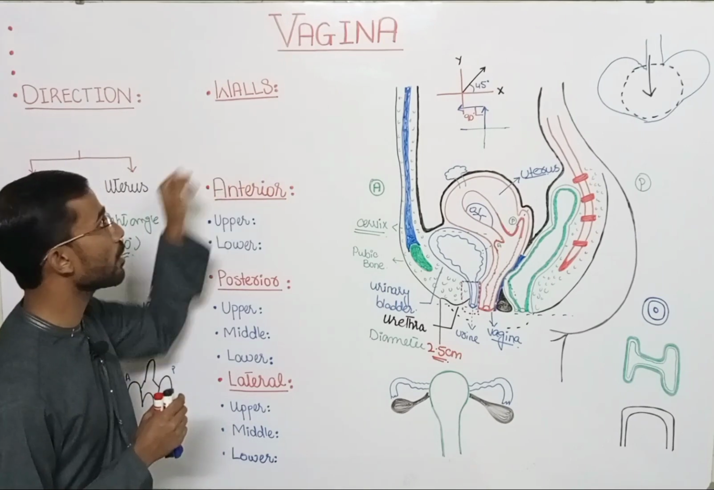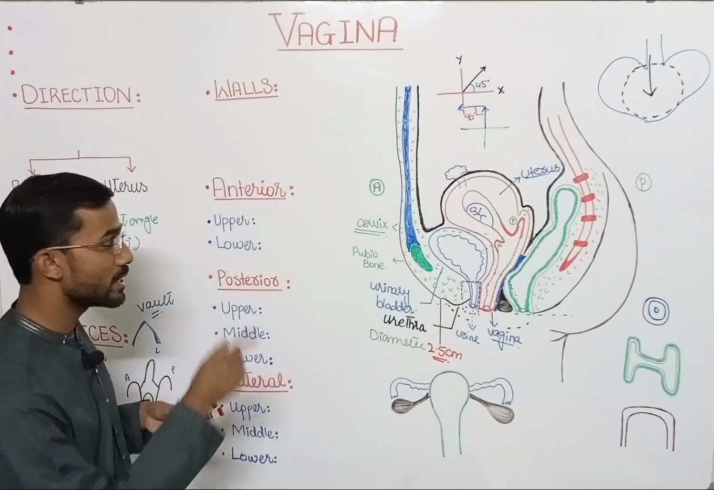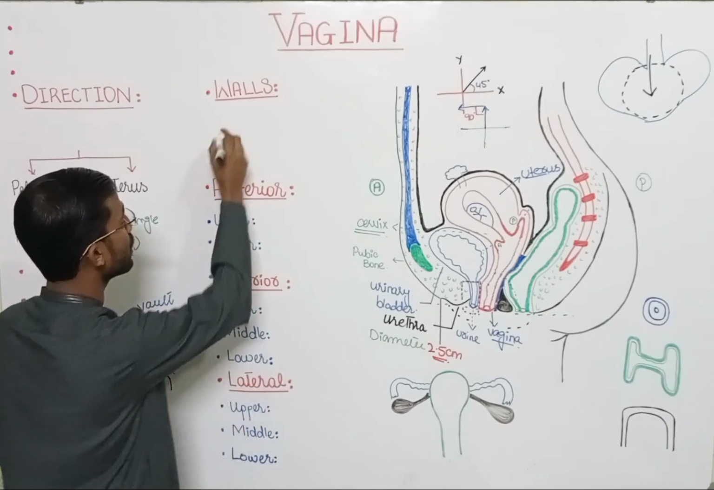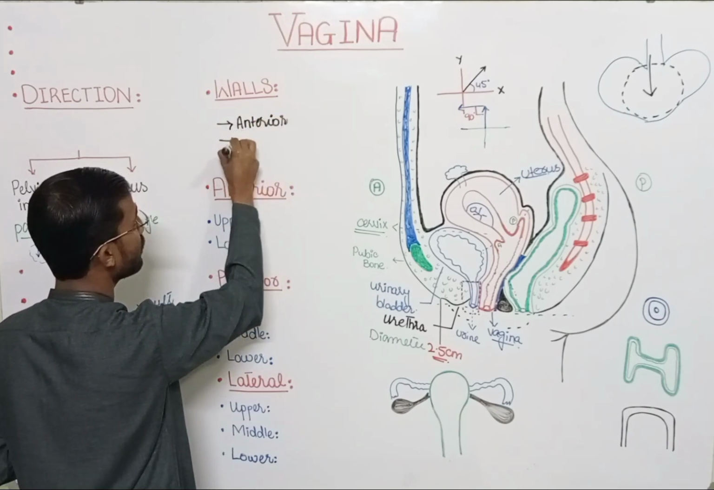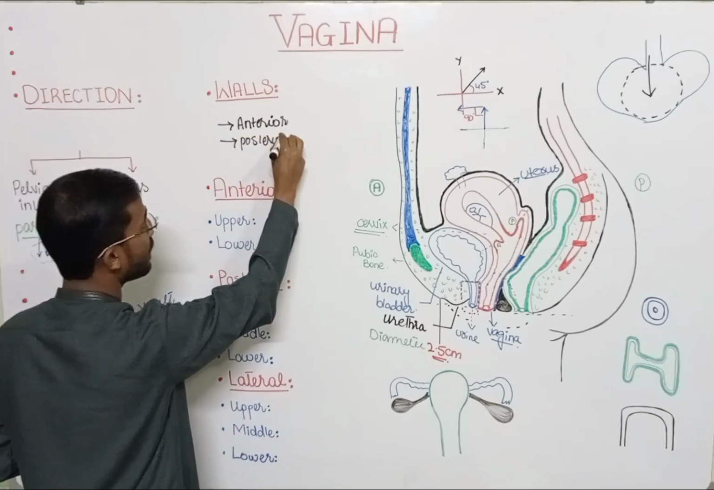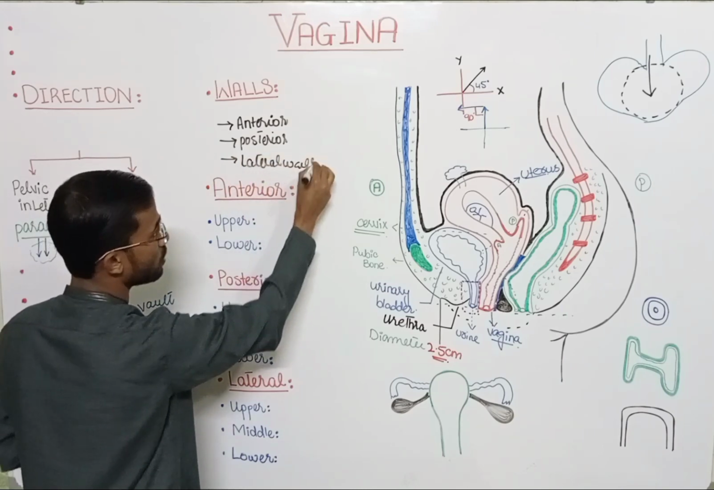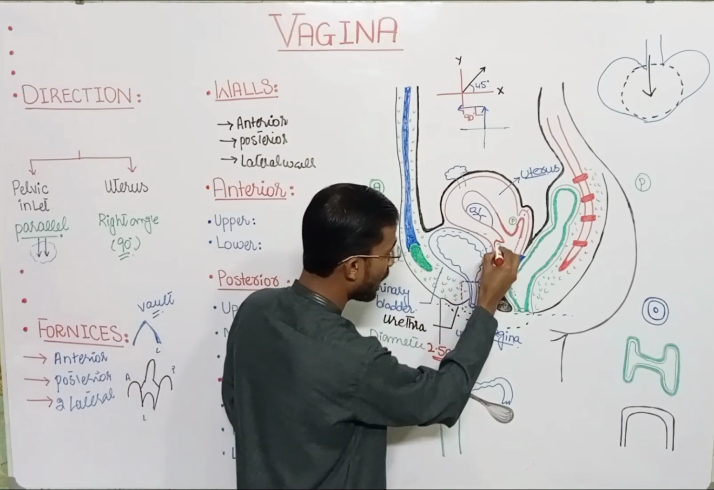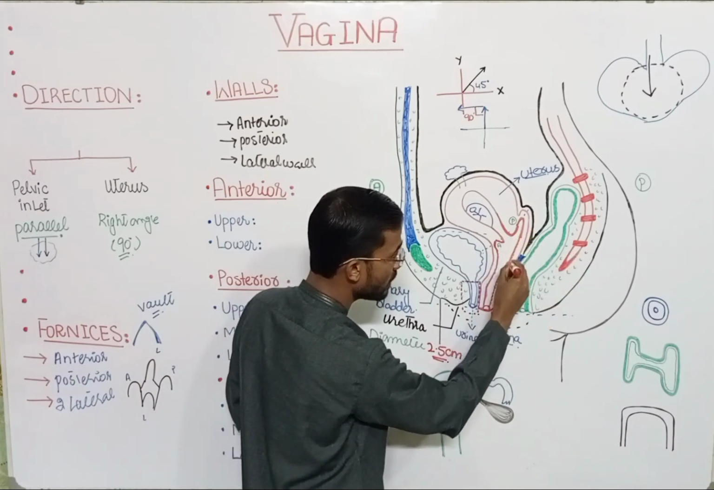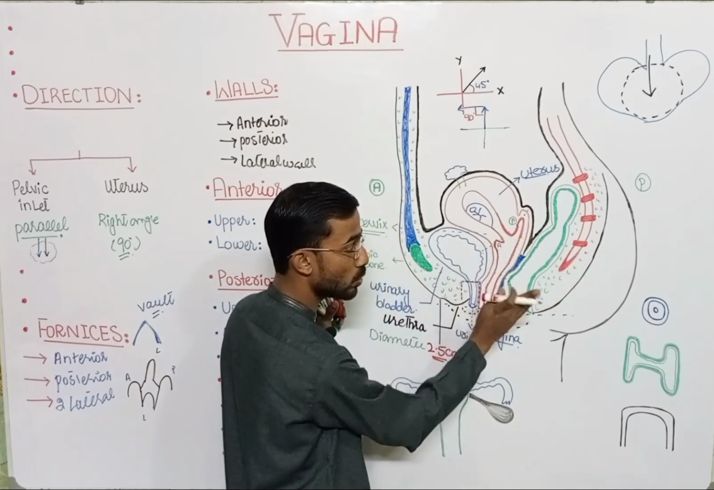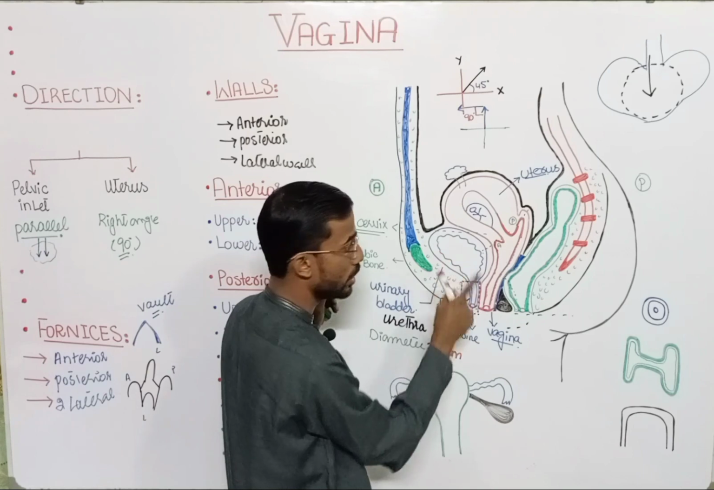Next, we will talk about the walls. Here you will see the four walls present in the vagina. Just like the fornix, there are four walls. The first is the anterior wall, the second is the posterior wall, and the other two are the lateral walls. At the anterior side you see the anterior wall, at the posterior side the posterior wall, and at the two lateral sides you see the two lateral walls.